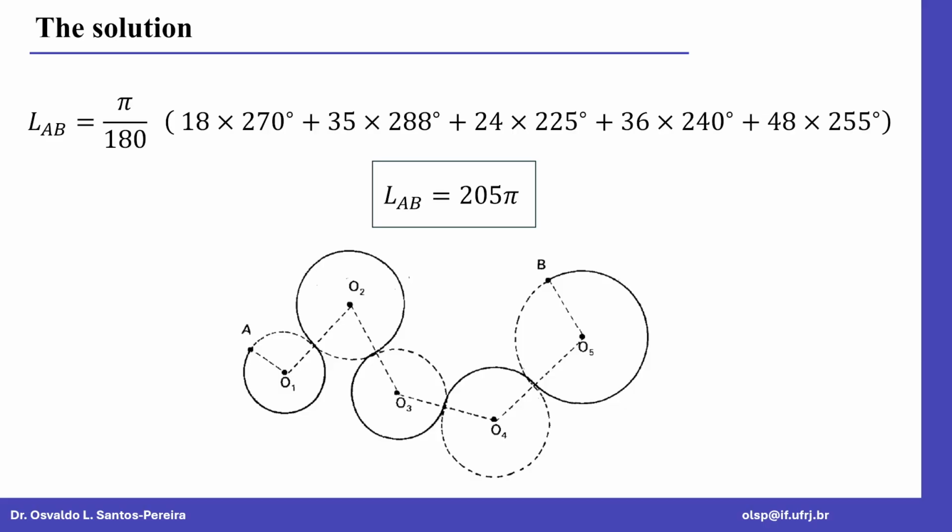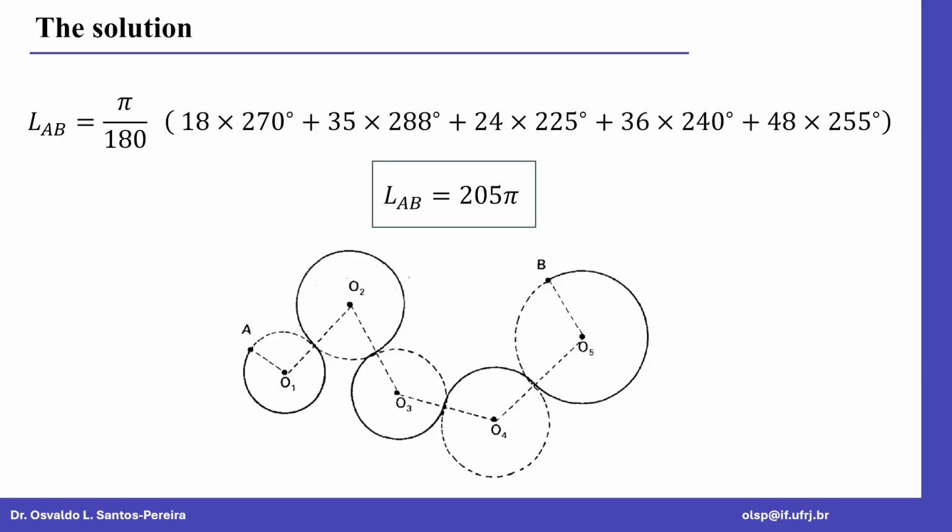We then multiply each of these angles by its corresponding radius. The first circle contributes 18 times 270 degrees. The second contributes 35 times 288 degrees. The third contributes 24 times 225 degrees. The fourth contributes 36 times 240 degrees. Finally, the fifth contributes 48 times 255 degrees.